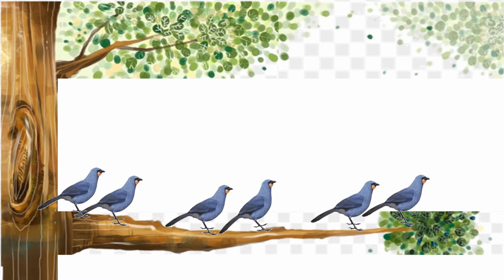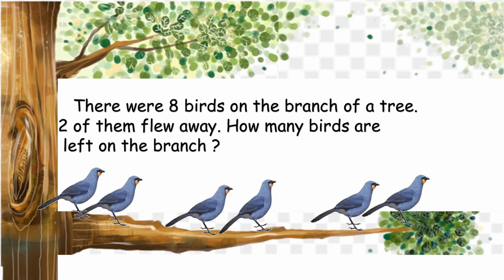Come, let's write it as a question now. There were 8 birds on the branch of a tree. 2 of them flew away. How many birds are left on the branch? Count and tell me, children, how many are left? Very good. So, we can see 6 birds. Let's write the answer. 8 minus 2 is 6.